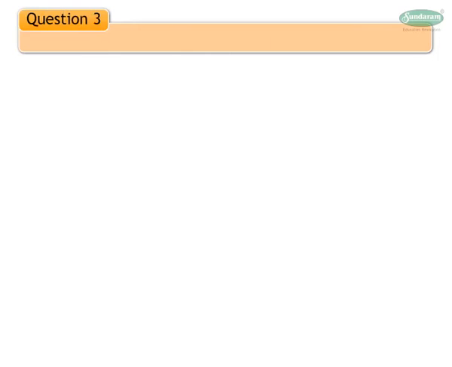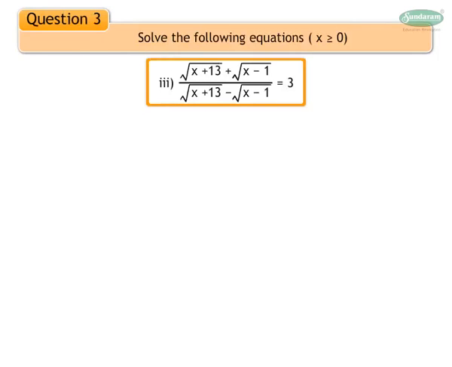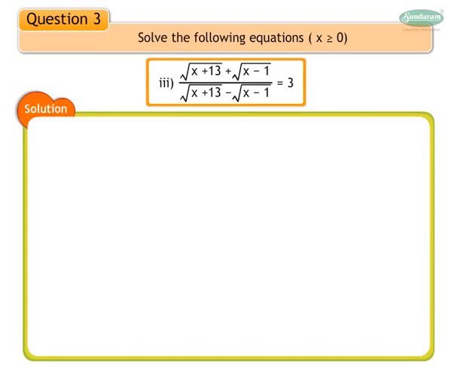Question 3.3. Let us find x in the following equation: (√(x + 13) + √(x − 1))/(√(x + 13) − √(x − 1)) = 3. Solution. Let us do the sum directly without substitution by using componendo and dividendo.